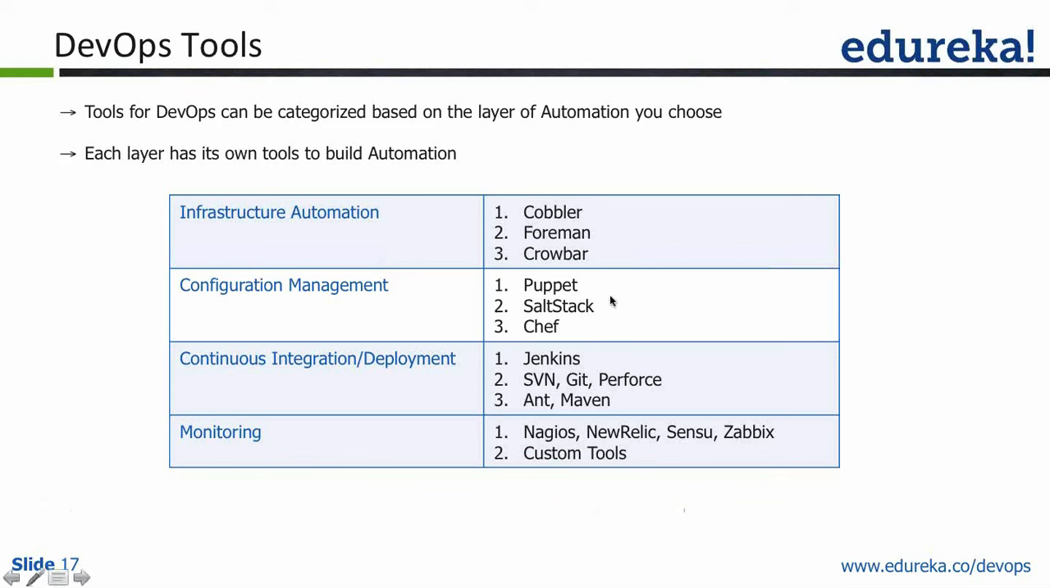Talking about CI/CD, very important to automate your release management process. CI/CD is nothing but continuous integration and deployment. You have tools available like Jenkins for the CI/CD part, SVN, Git or Perforce primarily for revision control or version control systems, and Maven again as part of continuous integration and deployment.